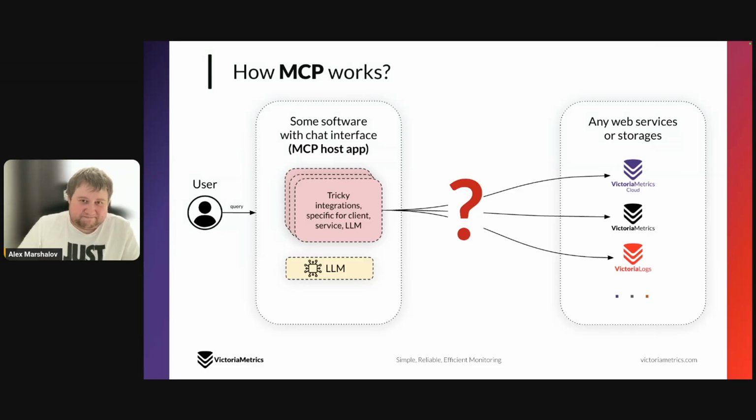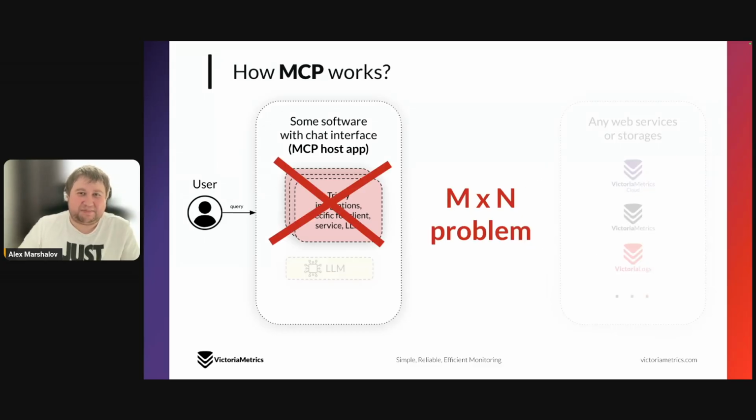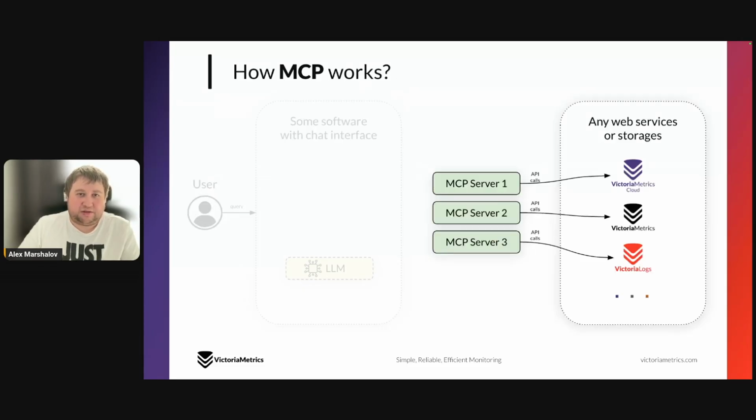That doesn't sound good because it leads to the M times N problem. It means if we have M clients and N services, we have to create M times N integrations. It's completely unscalable. So let's see how MCP solves this problem.